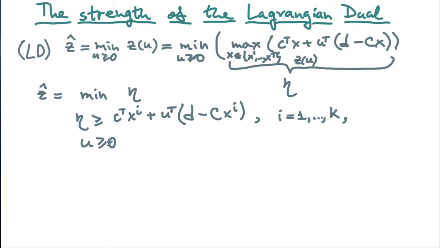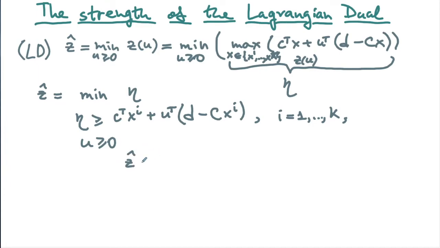Okay, so we obtained a linear programming reformulation for our Lagrangian dual, and the number of constraints here depends on the number of integer points we have in our set X. Okay, so let's see what happens when we take the dual of this problem. So let's first rewrite this LP in the canonical form by moving all the variables to the left side.